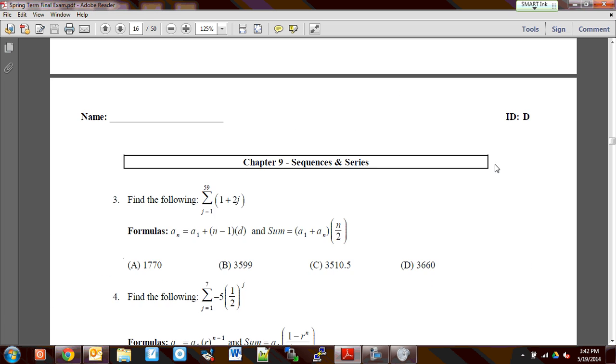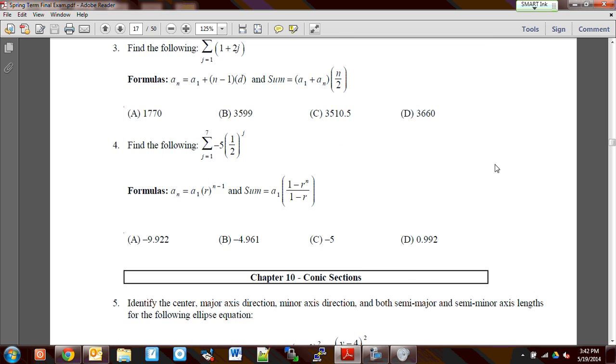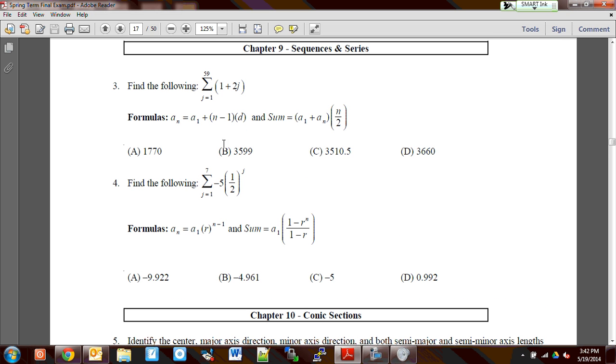Alright, next one, number 3. For this one here, we're not going to need this first formula because we have sigma notation. If we didn't have sigma notation, we'd need to use it. But since we have sigma, we don't need to use that. Alright, so we need our first term and our last term. To get our first term, you just simply plug this number in for j, or whatever variable. So a sub 1 is going to equal 1 plus 2 times 1, which is simply 1 plus 2, which is 3.